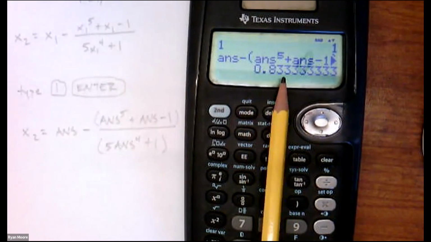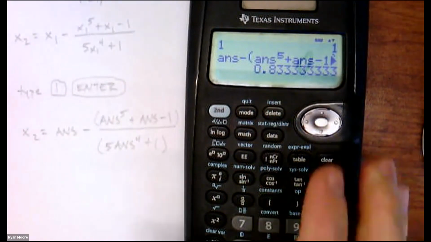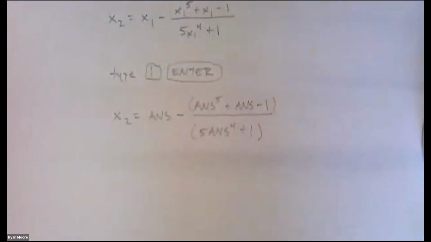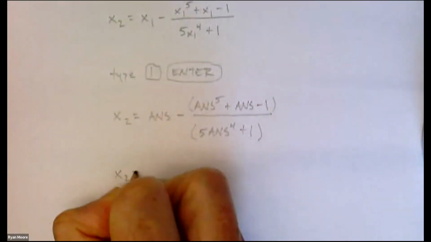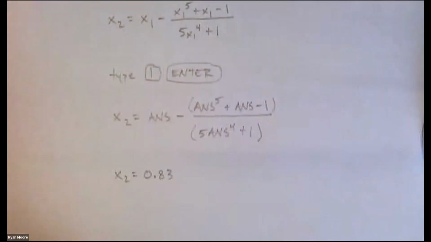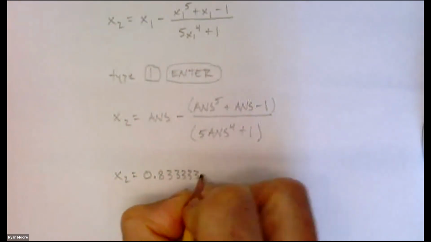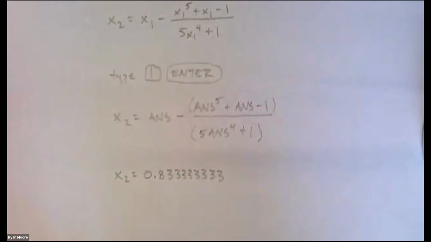Okay, 0.8 and a bunch of 3s. Turns out that is the 5/6 as a decimal. I'm going to go ahead and record it as a decimal. How many 3s are there? 1, 2, 3, 4, 5, 6, 7, 8. It gives me 8 3s. I'm going to record it.